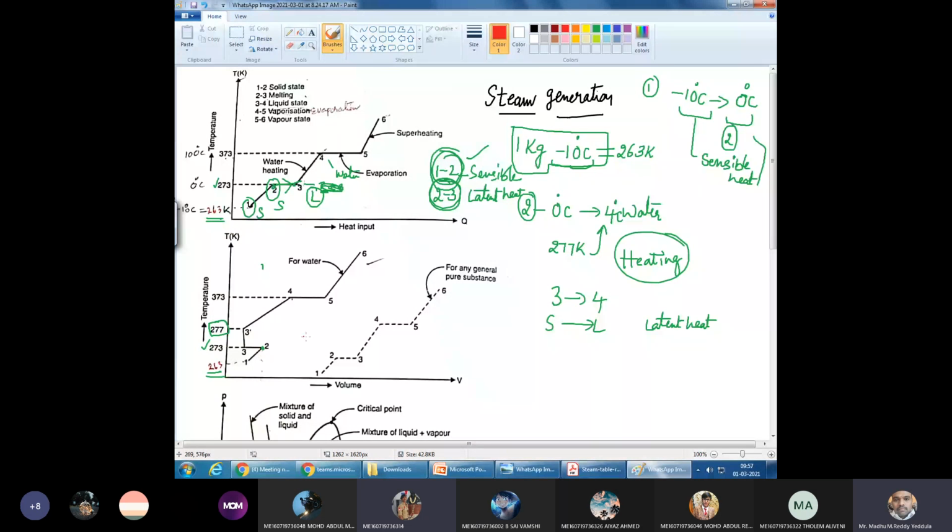And from 3 to 4, if you see, from 0 degrees to 4 degrees centigrade, there will be a slight decrease in the volume. Further, again, it will be increased.